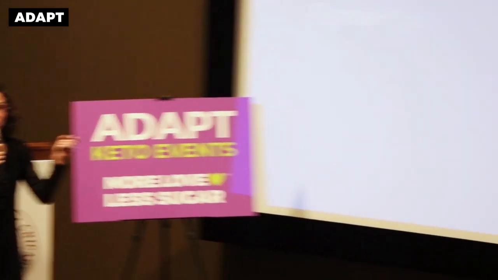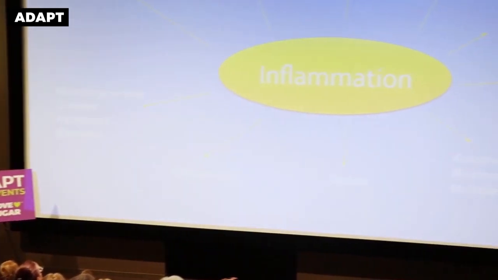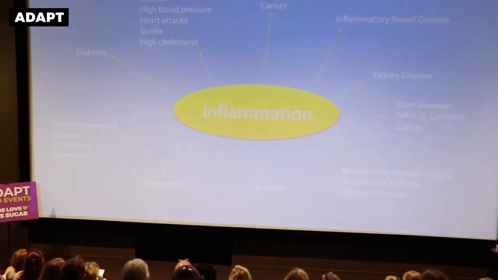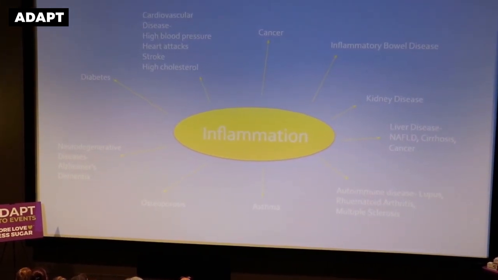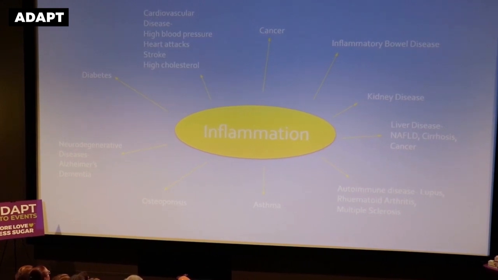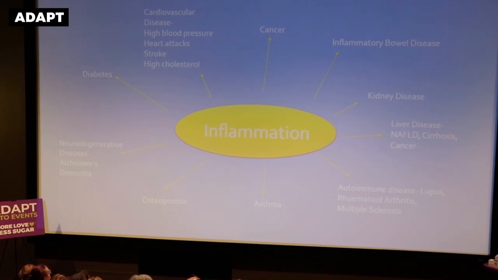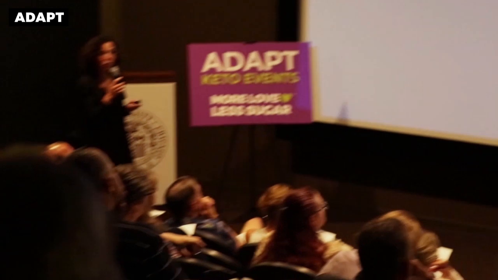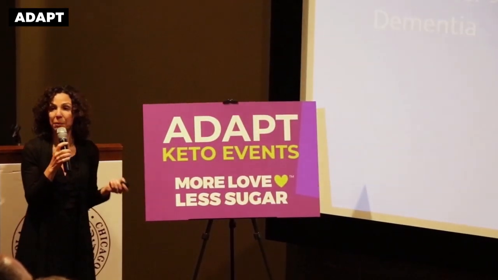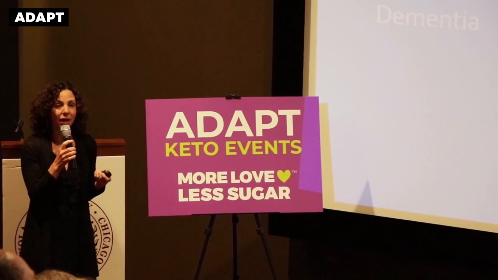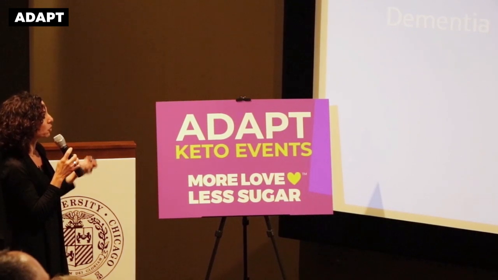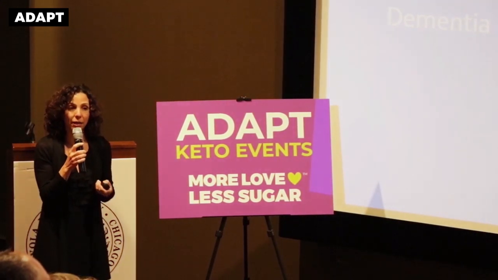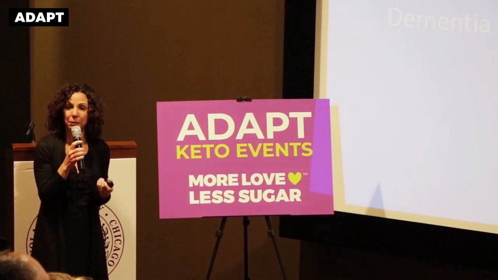Similar to what obesity causes, we could probably replace inflammation in the middle with obesity, but aside from obesity, inflammation in and of itself causes all of these diseases. So everything from cardiovascular disease and diabetes to cancers, inflammatory bowel diseases, kidney disease, liver disease, and autoimmune diseases, things we thought just happened to us, right? Rheumatoid arthritis, multiple sclerosis. These are all autoimmune diseases. Asthma, osteoporosis, neurodegenerative diseases like Alzheimer's. I don't know if some of you have heard the term type 3 diabetes, right?